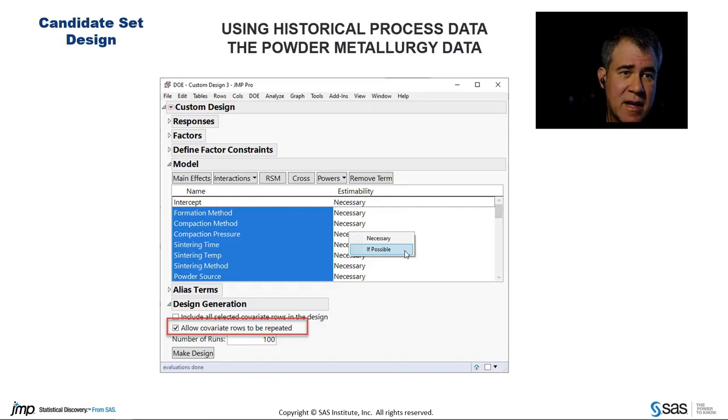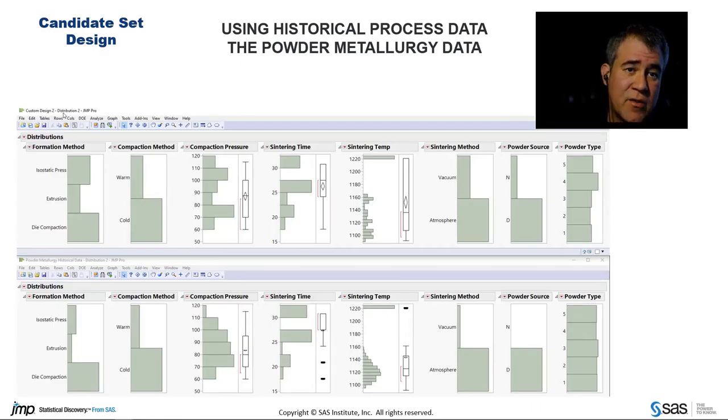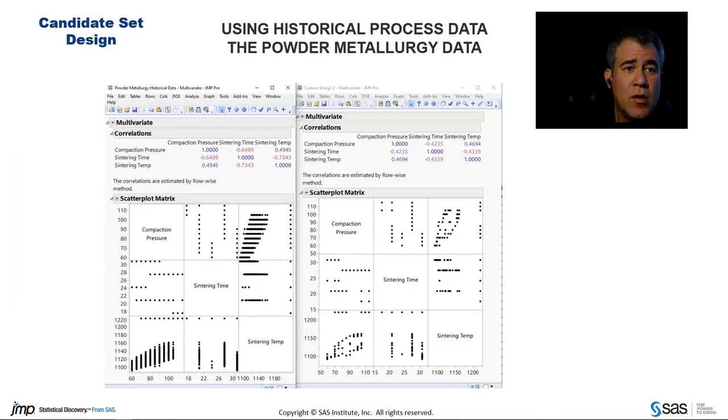Check the box that allows for optimally chosen replicates and choose a sample size. It then creates the design for us. If we look at the distribution of the factors, we see that it has tried hard to pursue greater balance. On the left, we have a scatterplot matrix of the continuous factors from the original data, and on the right is the 100-row design. We can see that in the sintering temperature, we have some potential outliers at 1220.